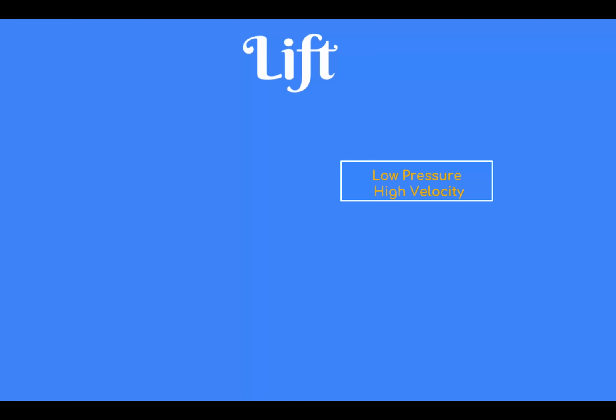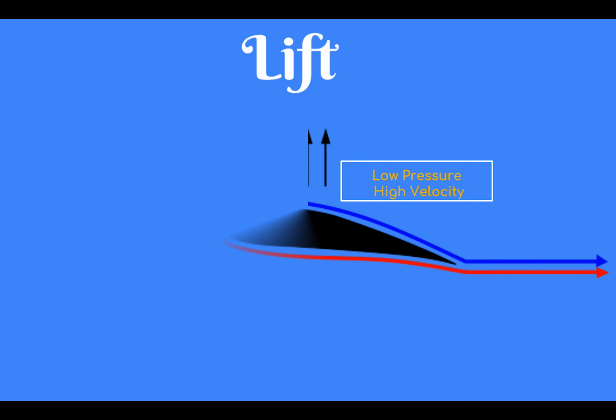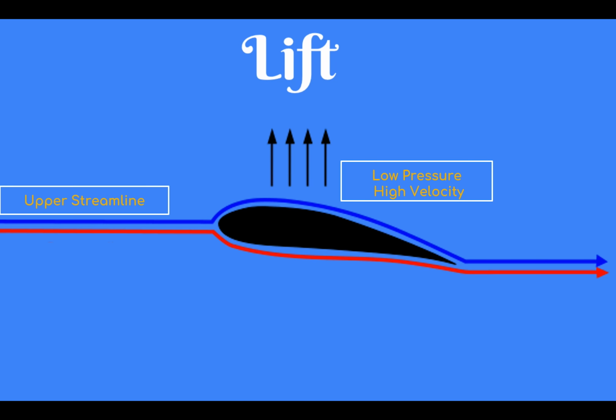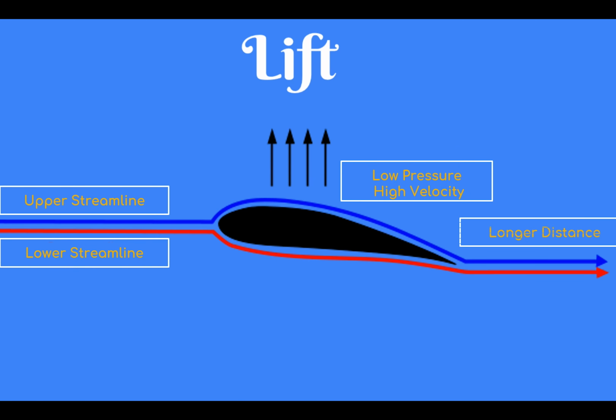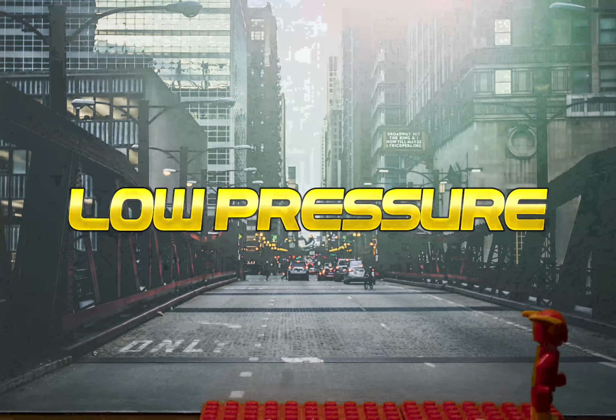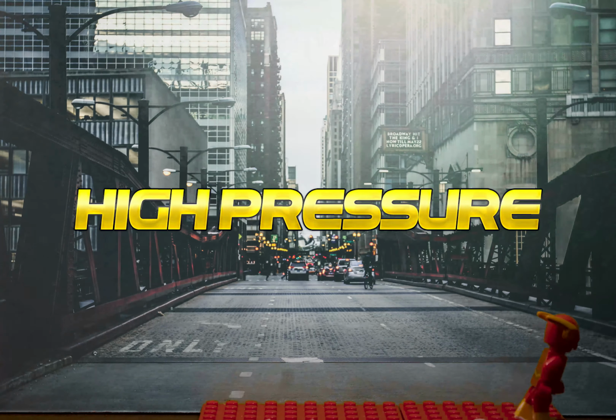The curvature of the wing is what determines the pressure differences that help generate lift, and it is also the reason why the particles travel faster on the top surface compared to the bottom surface. The less pressure, the higher the velocity, and the more pressure, the less velocity.